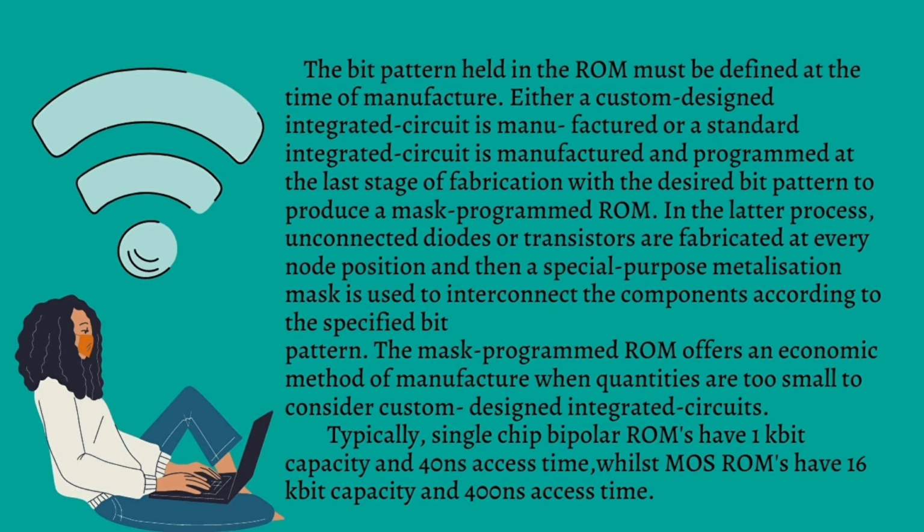specified byte pattern. The mass program ROM offers an economic method of manufacture when quantities are too small to consider custom design integrated circuits. Typically, single chip bipolar ROMs have a 1 kilobyte capacity and 40 nanosecond access time, while most MOS ROMs have 16 kilobyte capacity and 400 nanosecond access time.